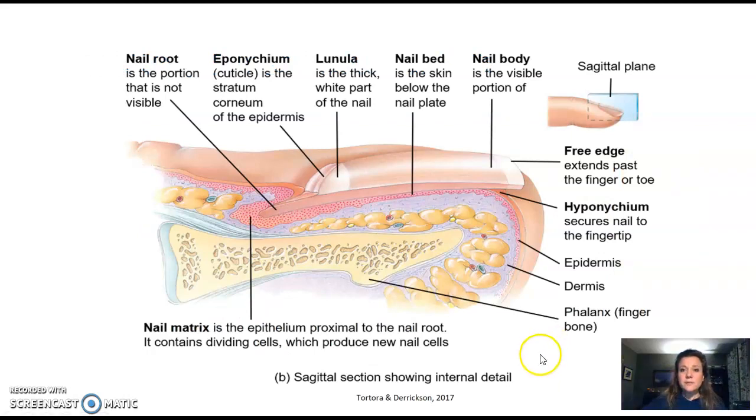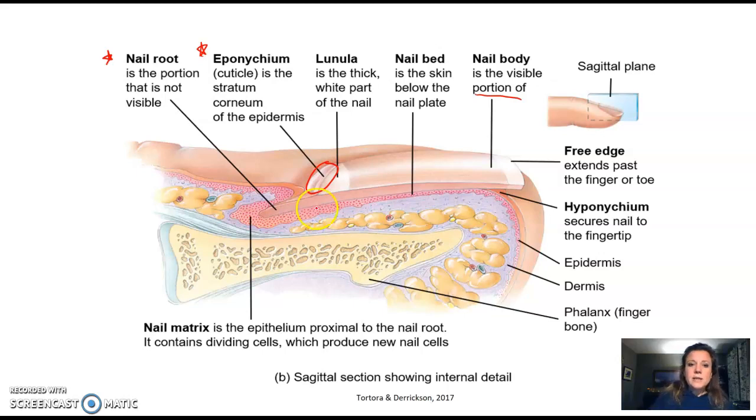And these are the parts of the nail that you need to know. Just to highlight a few things, the nail root is the portion of the nail that is not visible. And the cuticle, the eponychium, is a part of the stratum corneum of the epidermis. And this portion is what's going to cover or connect the actual nail body or the visible portion of the nail to the skin that it lies underneath.